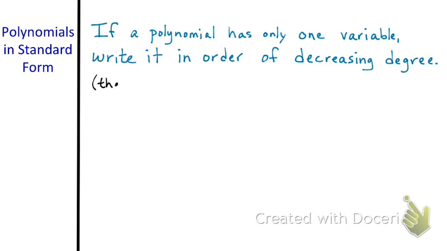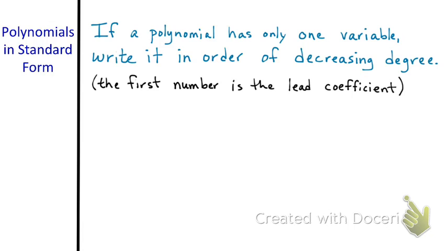Okay? Meaning, the first number is the lead coefficient. Okay, let me go back to the blue writing. So meaning if you have a fourth degree, an exponent of 4, an exponent of 3, an exponent of 2, you're going to write them in decreasing order. Okay, so let's look at an example.